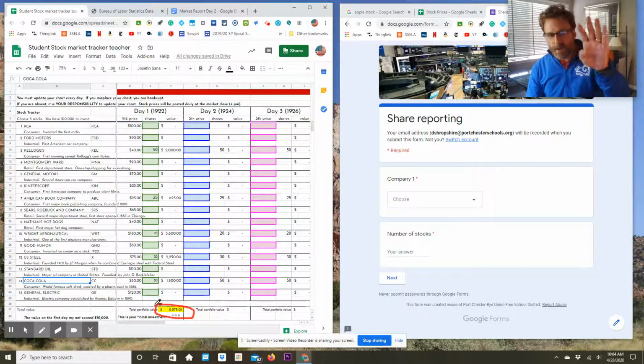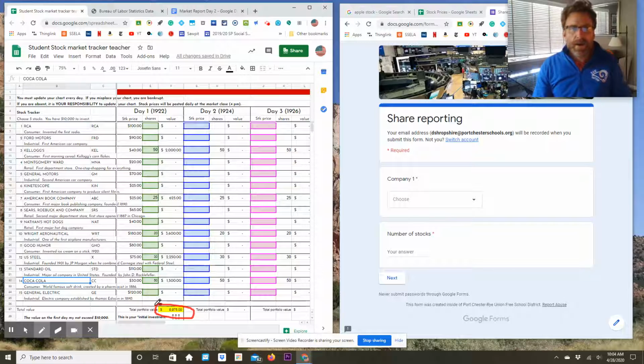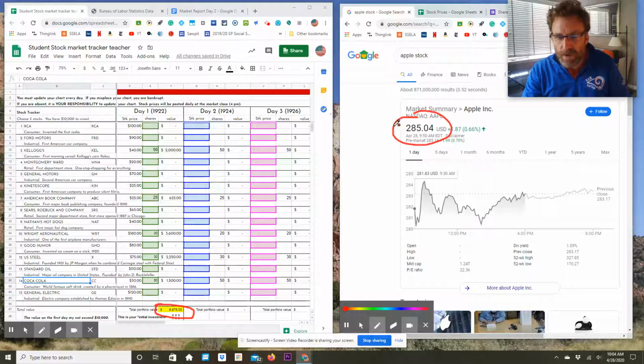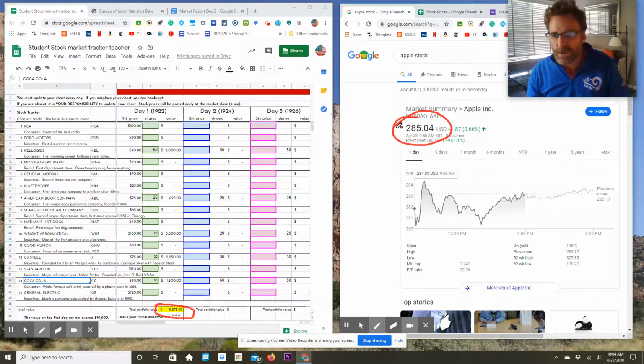You're going to do four things today, all right? Starting with updating the share prices for your new stock. If you look over here on the right side, you'll see Apple. Apple's price right now at this moment is $285.04. That will change before I finish this sentence, which is, there we go. All right, 284.03, just went down by a penny.